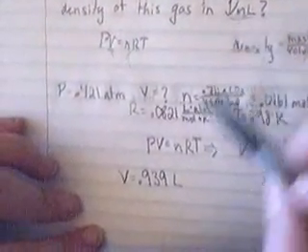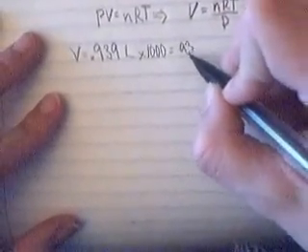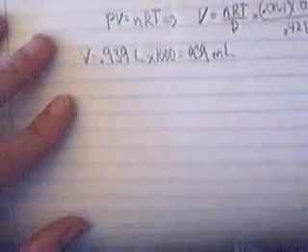Now that's a good answer, but you can see up here that we want our answer in grams per milliliter, so we better convert this into milliliters by multiplying by 1,000. So now we have 939 milliliters.